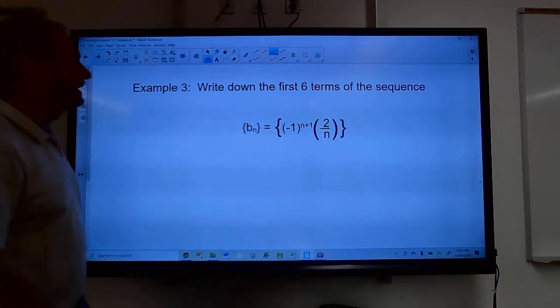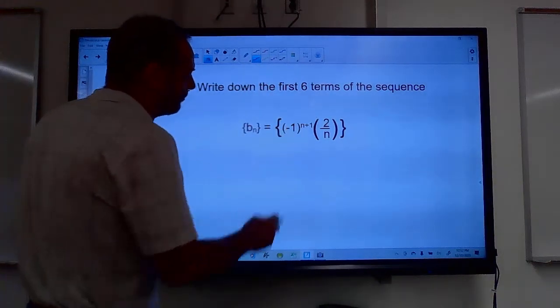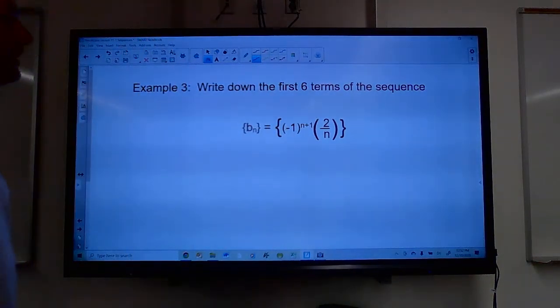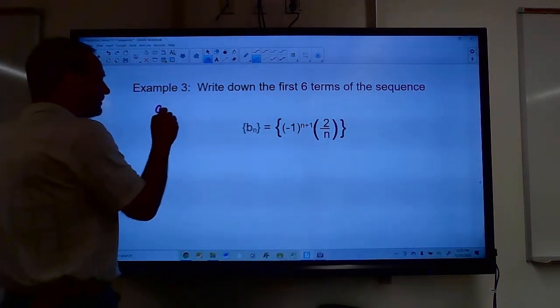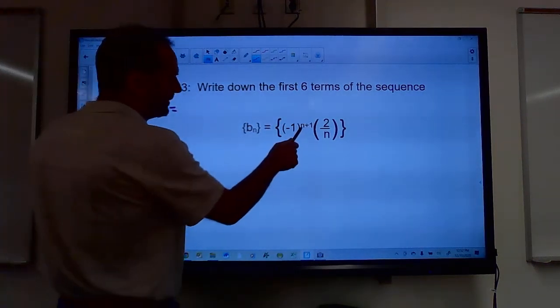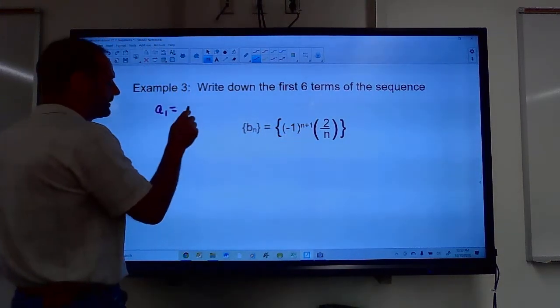All right, let's look at this one, write down the first six terms. Now, this one's a little different. B sub n is negative 1 to the n plus 1 power times 2 over n. So this one's going to alternate between positive and negative. So B sub 1, if I plug in 1, this is going to be 1 plus 1 or 2. This is going to be positive 1 times 2 over 1 is 2.